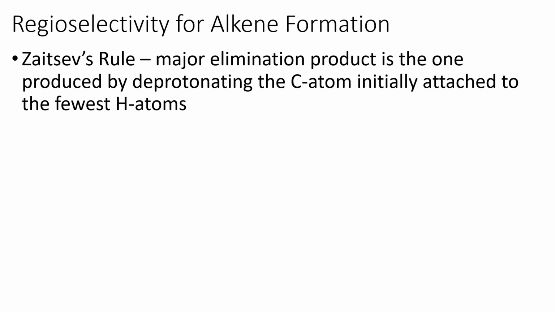So what this really means for us is that we're going to produce the most stable alkene through the elimination process. We're going to produce the alkene that has the most R groups associated with it. So we're going to pull off the hydrogen from the carbon atom adjacent to the leaving group carbon atom that already has the fewest hydrogens on it. So to produce the most stable or the most substituted alkene.